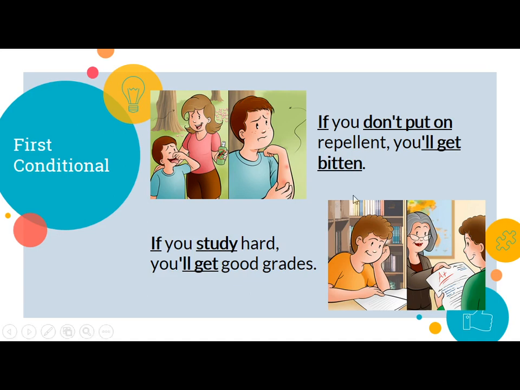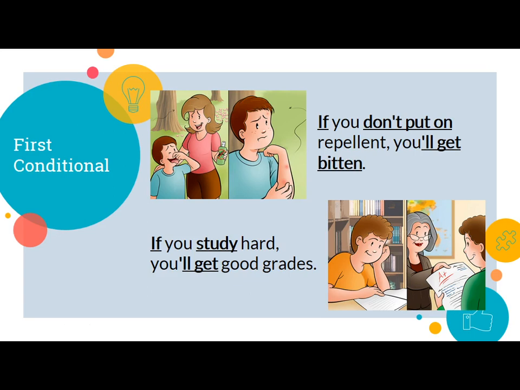So here we have the if clause. If you don't put on repellent, that means that kind of substance that we add on the body so we don't have any mosquitoes or any other insects on our skin, you'll get beaten. So if you don't put on repellent, you'll get beaten. So again, here we have the simple present form in the if clause, and what is going to be the result?